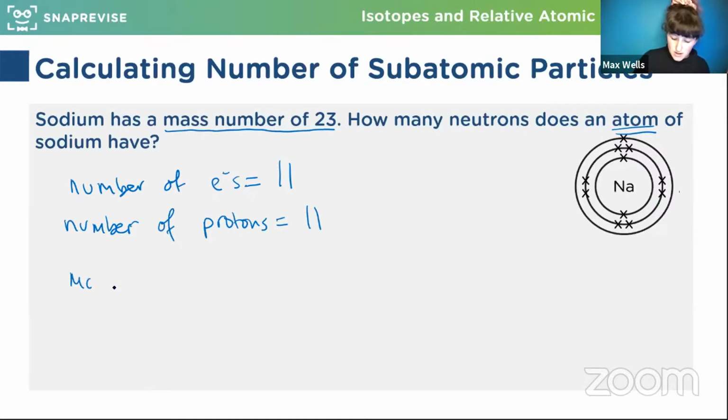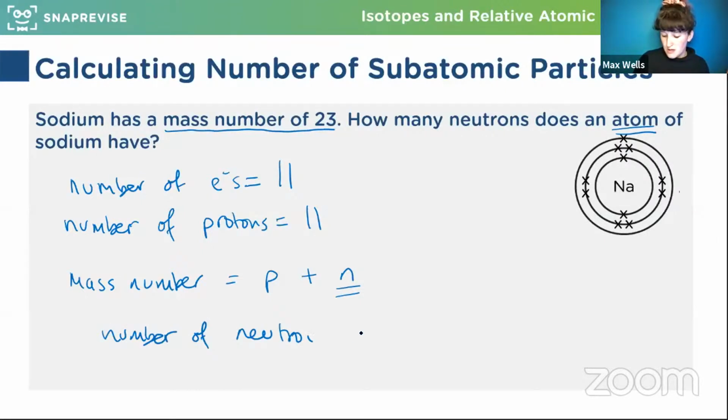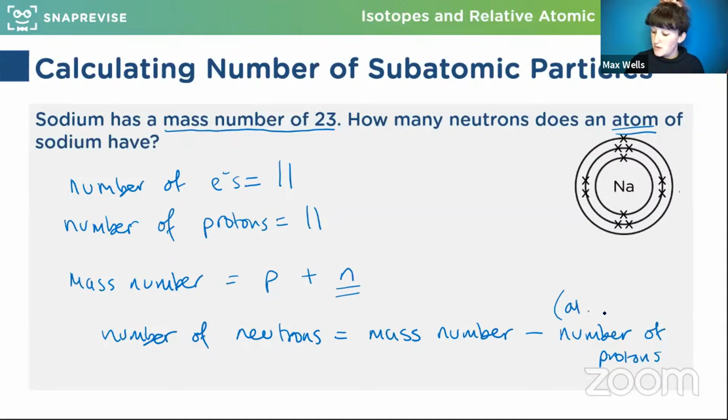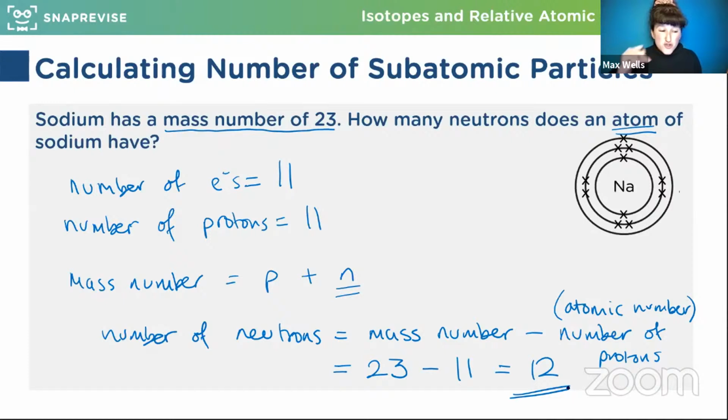We know that the mass number is the number of protons plus the number of neutrons, but I just want to know what the number of neutrons is. So the number of neutrons is the mass number minus the number of protons, or the atomic number. We can call it the atomic number as well, because they are the same thing. We've been told the mass number is 23 up here at the top, so we've got 23 minus the number of protons, which we worked out as 11. So our answer has to be 12. Really good to those of you who got that straight away.